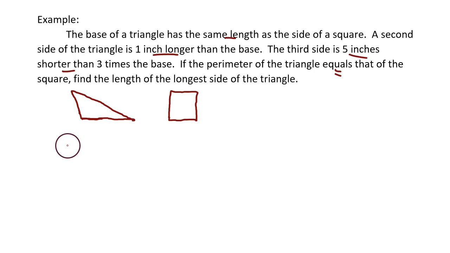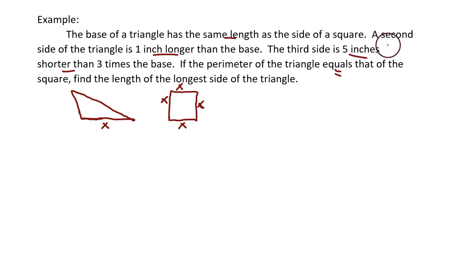Let's label the sides with whatever information we can. From the first sentence, the base of the triangle is the same length as the side of a square. Let's call the base of the triangle x. Then the side of the square is x. Because a square has 4 equal sides, all the sides are x on the square.